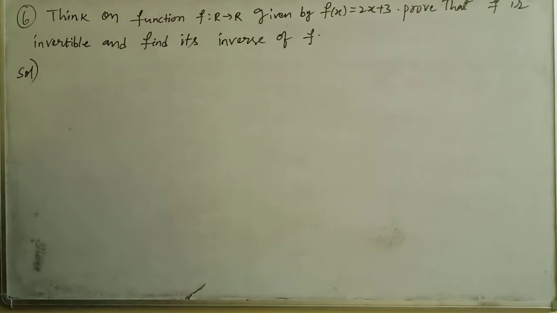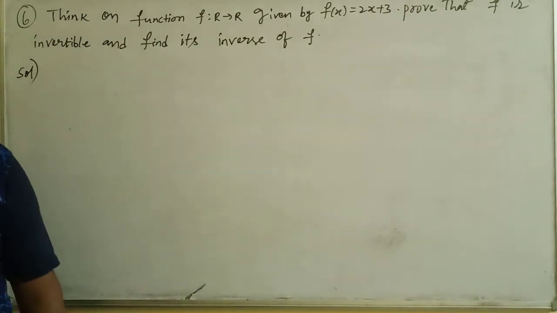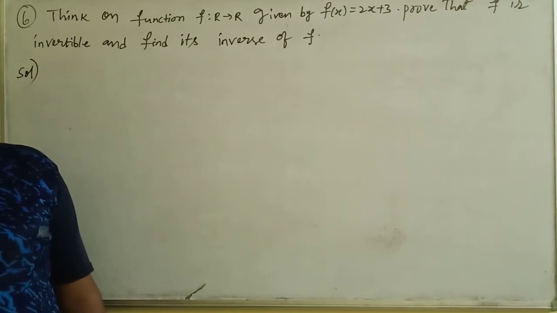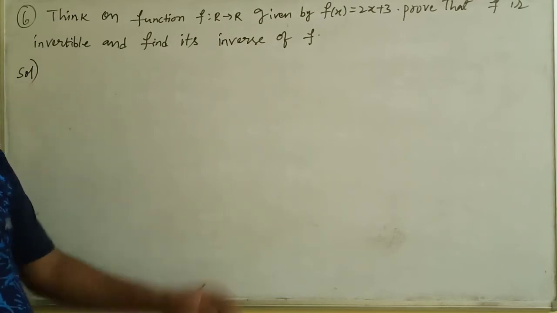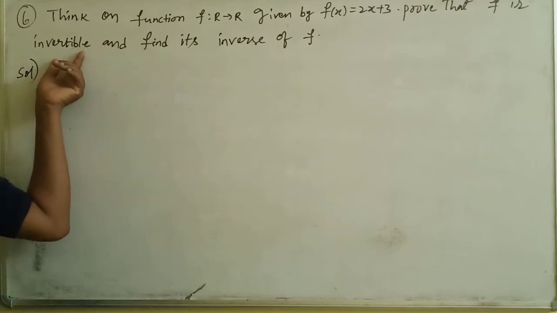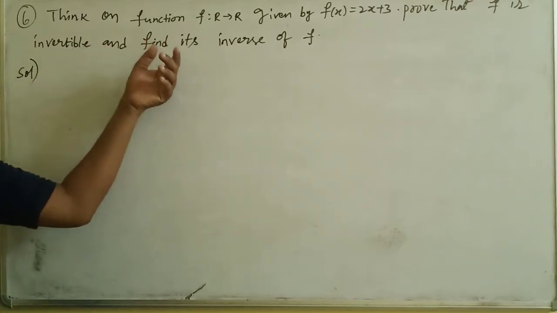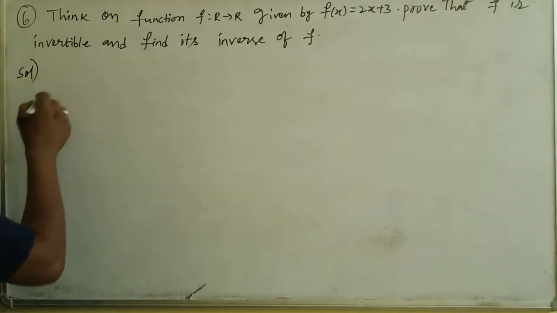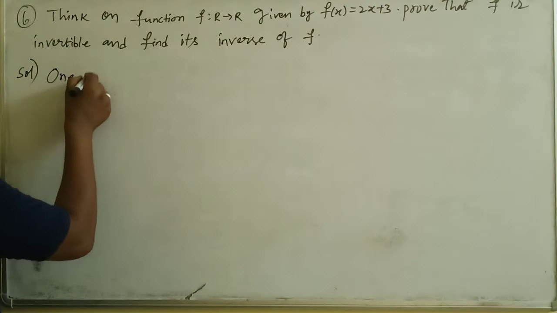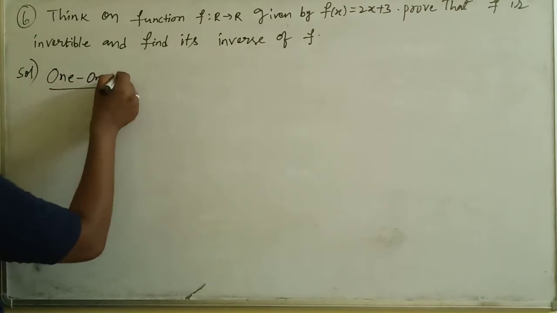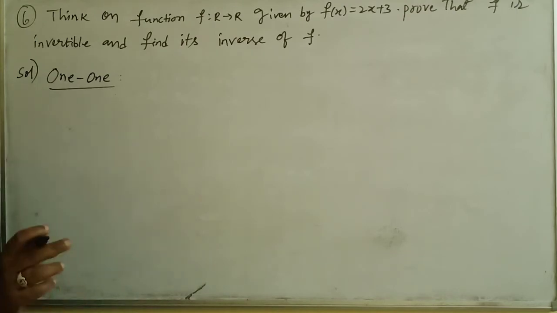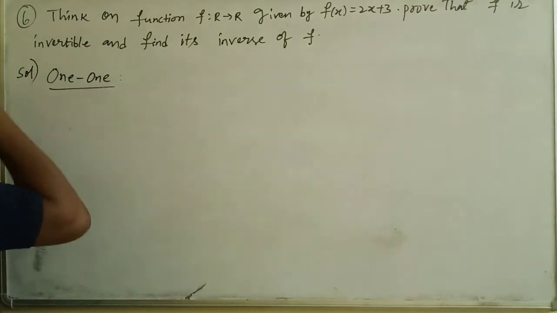How to find? If any function needs to be invertible, you already know that the function should be 1 to 1 and onto. That means it should be bijective, then only it is possible to be invertible. So first we need to prove this is 1 to 1 and onto. How is it possible? Previously I already explained in the examples and in exercise number 1.2 how to solve 1 to 1 and invertible. Let's move on to the 1 to 1 first.